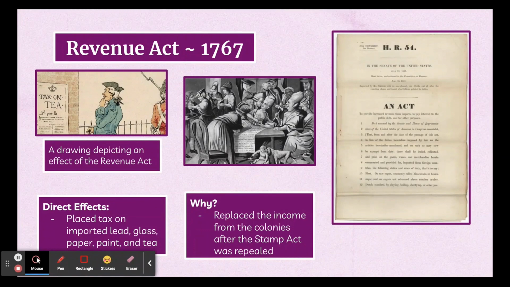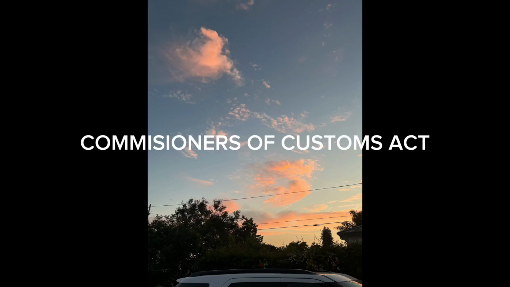And as I said, the direct effects were that it placed tax on imported lead, glass, paper, paint, and tea. And why did this happen? This replaced the income from the colonies after the Stamp Act was repealed. And over here to the right, you can see the actual act on the paper.